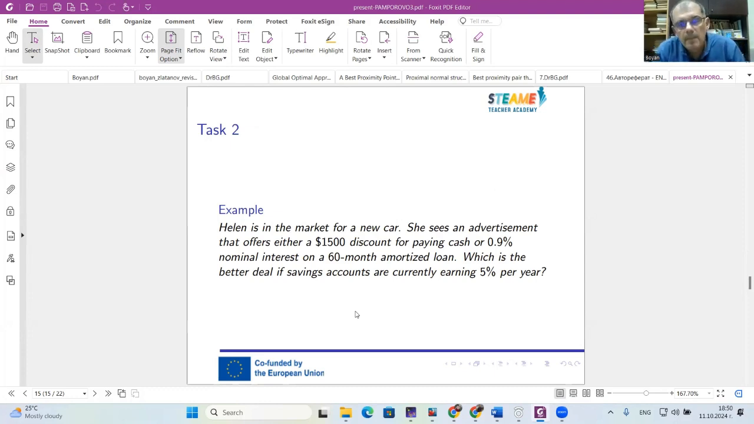The second example is also very commonly met when a person with a small business wants to buy something. Let's say that he wants to buy a car. He goes to the car dealer, and the car dealer tells him, "Oh, you like this car? I can give you 150 discount if you pay right now, or 0.9% nominal interest rate per year, paid 6 months, which is better?"